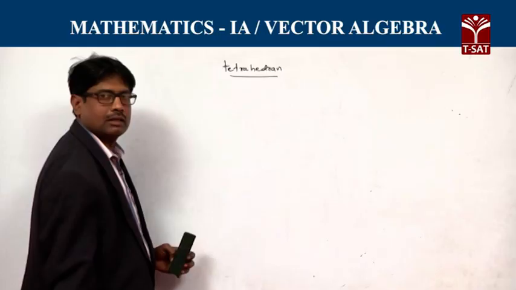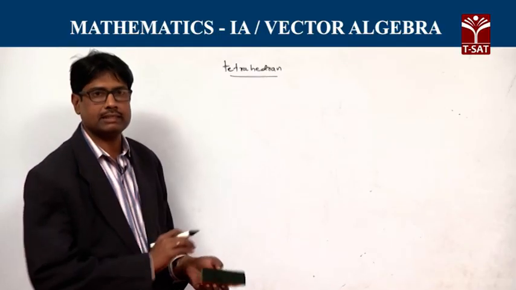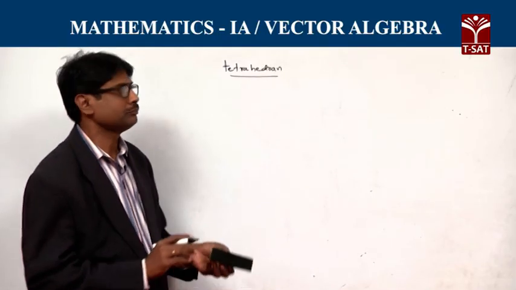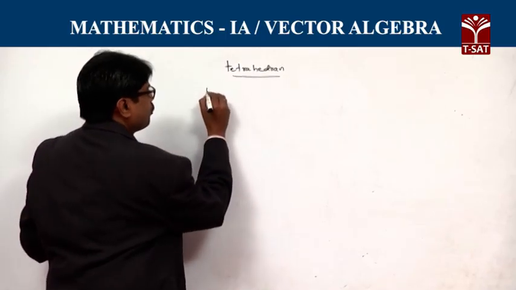Tetrahedron. Consider one tetrahedron with vertices A, B, C, D. Let again O be the origin.